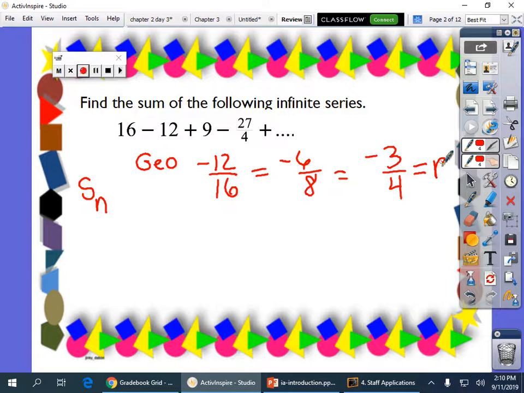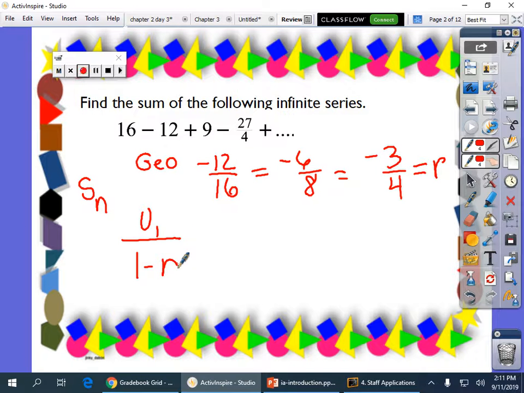It's geometric. So for the sum I have two choices. Is 3/4 less than 1 or greater than 1? Remember, you ignore the negative. Just focus on the number. So 3/4 is less than 1. Flip in your booklet. Find the sum for geometric, less than 1. Somebody tell me the formula. U sub 1 on 1 minus R.